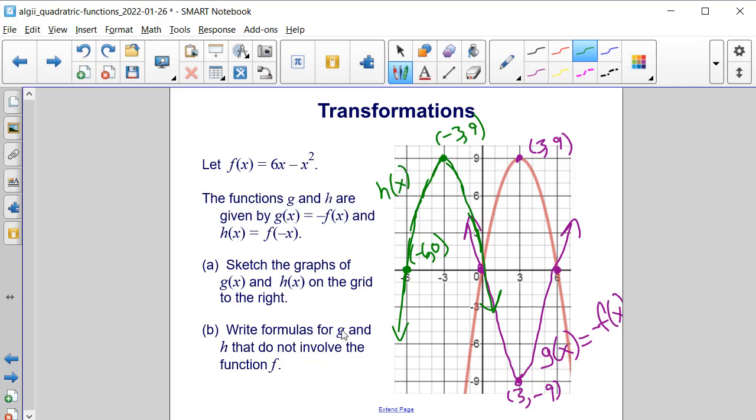And now let's write the formulas for g and h so that they do not involve f of x. So g of x equals negative f of x, which is 6x minus x squared. So we need to take this -1 that's outside the parentheses and distribute it through. So g of x is going to be -6x plus x squared.